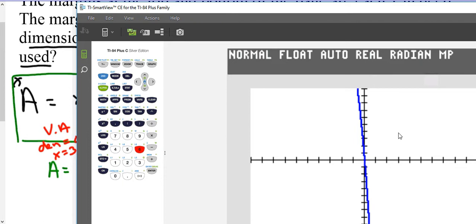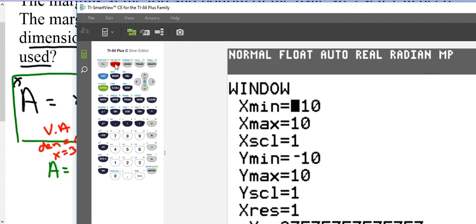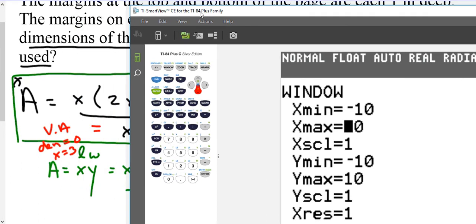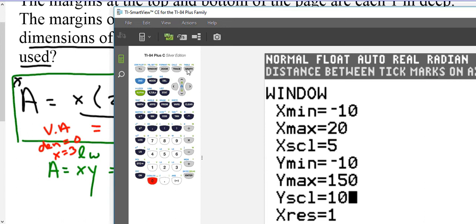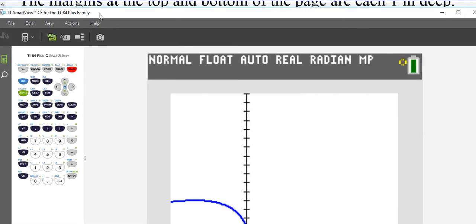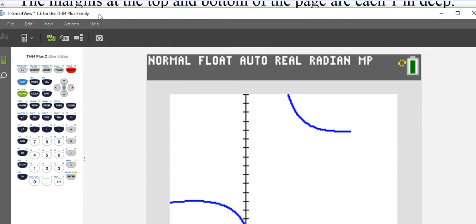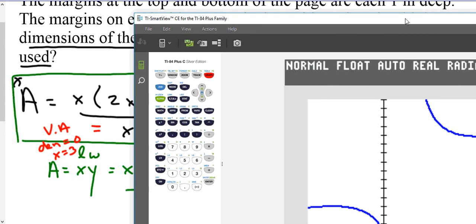So we're going to change our window and make it a little bit bigger. Let's say we go to 20, because I'm not really sure exactly where it is, with a scale of 5. For y, let's make the maximum 150 and see how this goes, with scales of 10. Graph that. There is our first one. Please work. Oh, we see it right here.